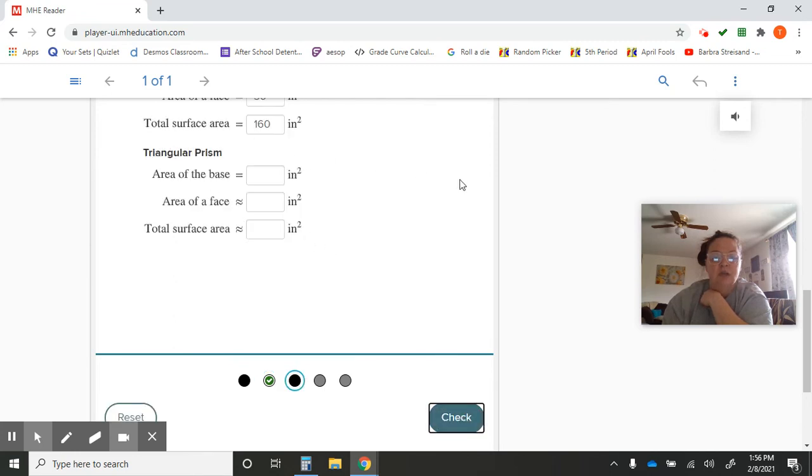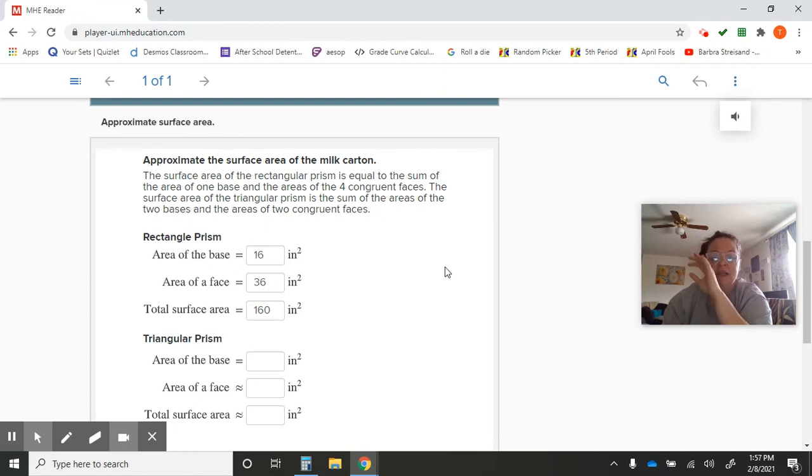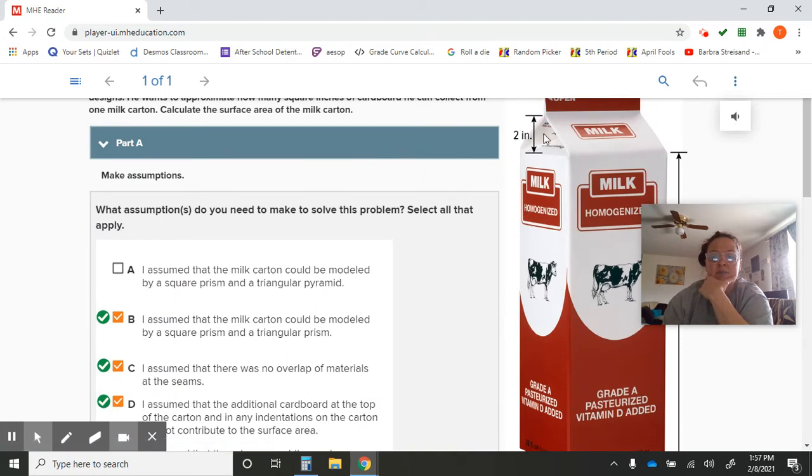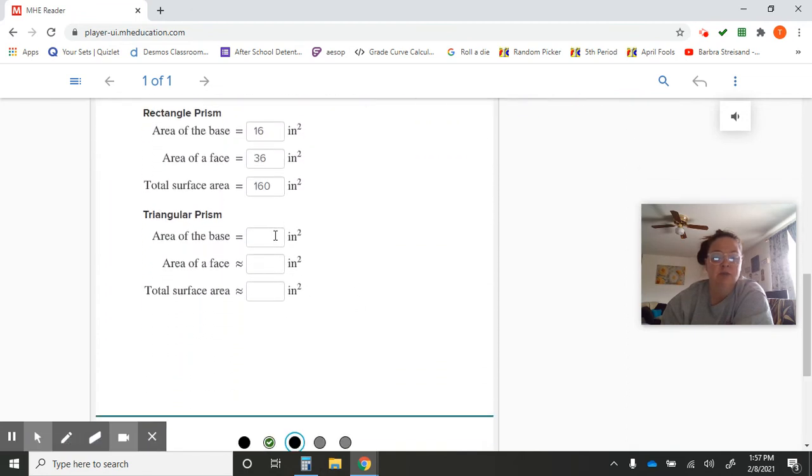Next, we're going to figure out the top part, the prism. So we'll be looking at the surface area of the triangular prism, which is the sum of the areas of two bases and the areas of two congruent faces. So they tell us that we've got this base here, and then we have these faces here. To find the area of this, we're going to take 1/2 base times height, right? The height is 2, the base is 4. So 1/2 times 2 times 4. 2 times 4 is 8, and half of that is 4.